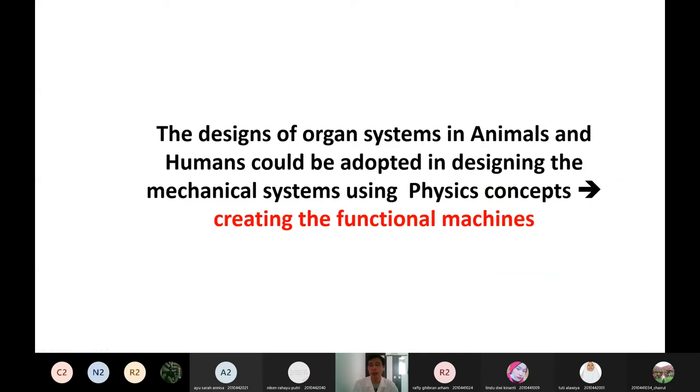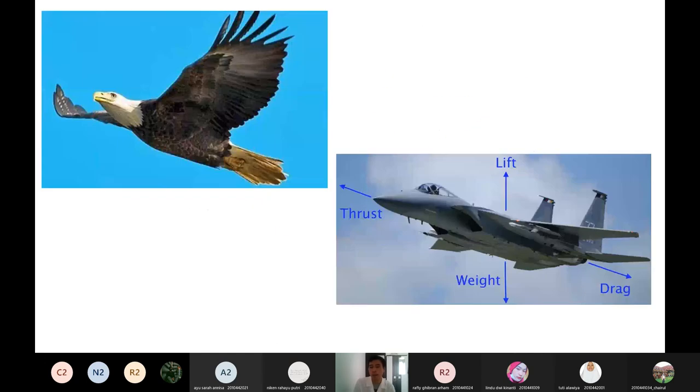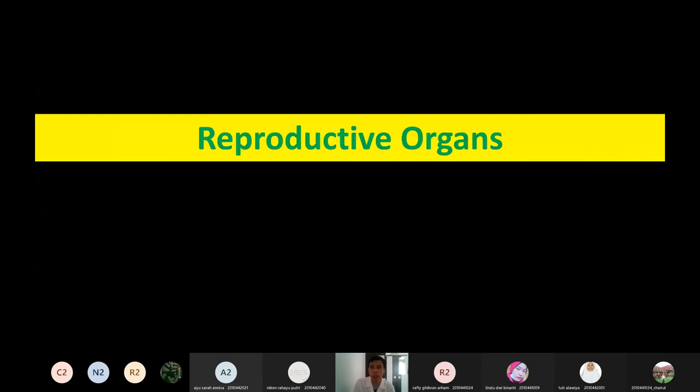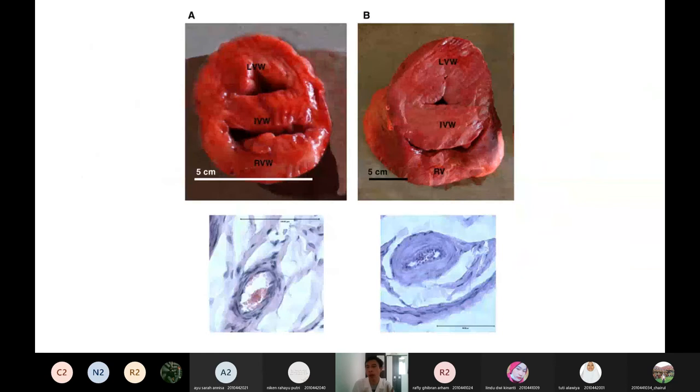And this is the conclusion for the story of these organ systems and animals: the designs found in organ systems in every kind of animal, like in birds, in giraffes, and other animals, and including humans, could be adopted in designing mechanical systems using basic concepts. And this is really, really relevant if you want to create functional machines, functional devices that could be used in our life. Like when you want to design a plane, for example, or these machines, or also structures like ventilators, and also pumping, a kind of hydrostatic pumping.